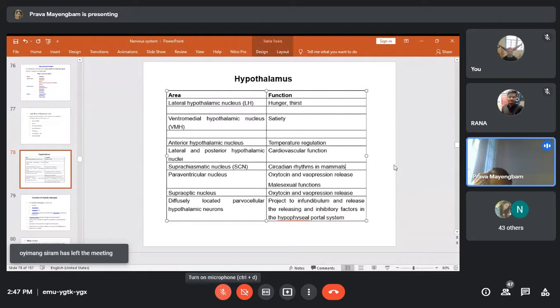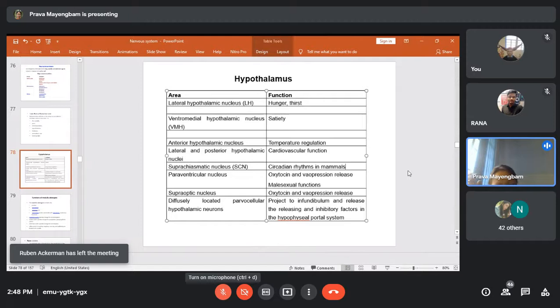Yes, melatonin also has some role. The secretion of, not melanin, melatonin. Secretion of melatonin also happens in a circadian pattern. And that is again controlled by the suprachiasmatic nucleus. So how the melatonin secretion occurs, that we will discuss later, when we discuss the circadian rhythm and all those things in detail.